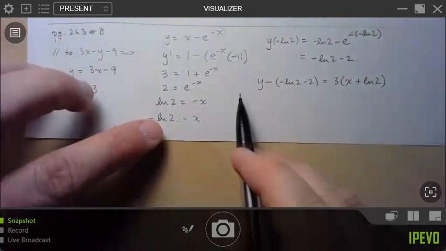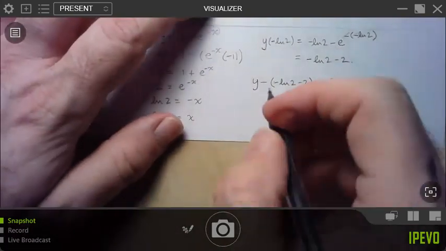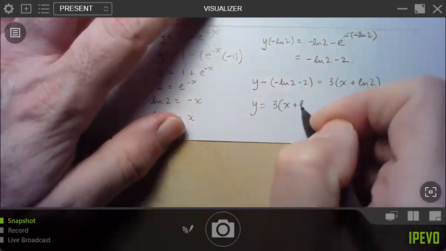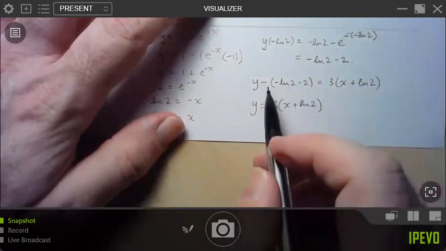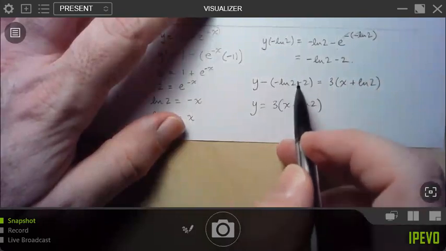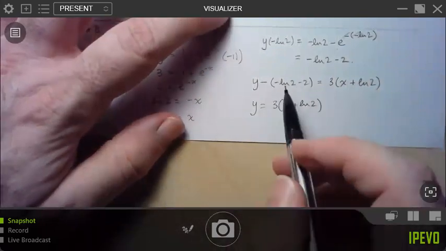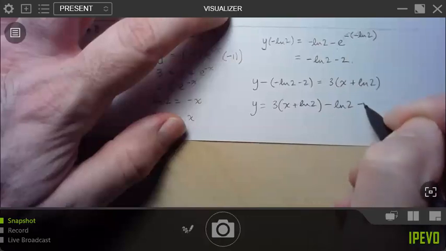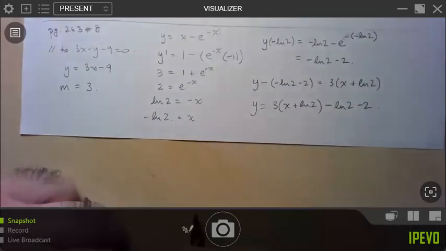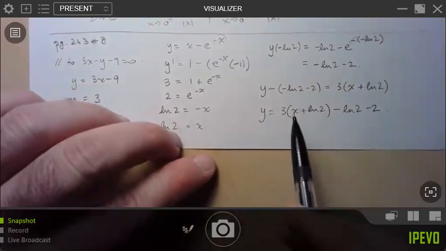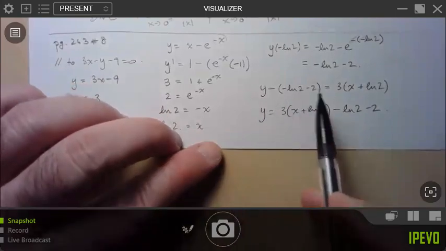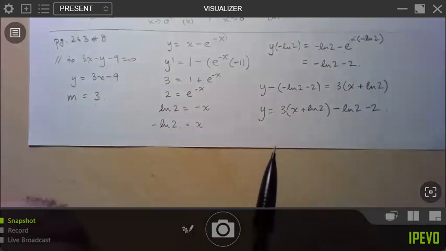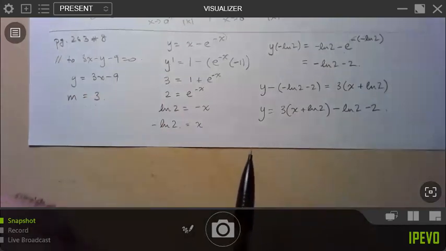And now, usually it's kind of nice to just bring this to the other side. So y equals 3 times x plus ln 2, okay? And it's just going to be plus whatever this thing is. But of course, plus this is just going to end up being minus ln 2 minus 2, okay? And there's the equation of my line. If you really insist on multiplying it out and simplifying to slope-intercept form, you can certainly do that.